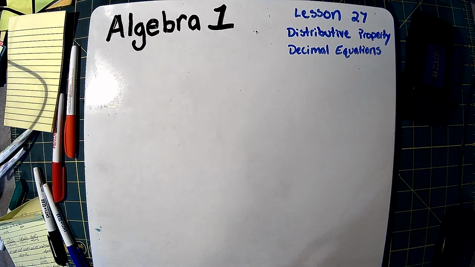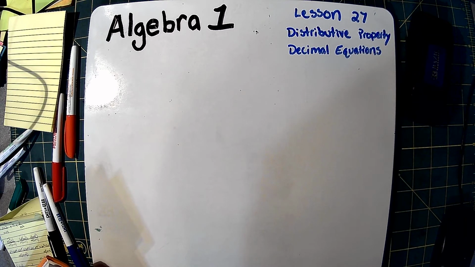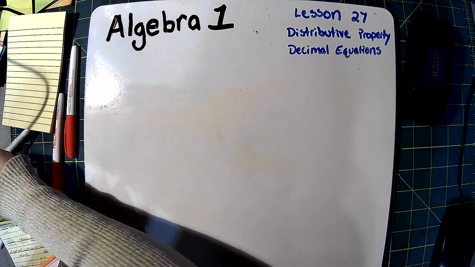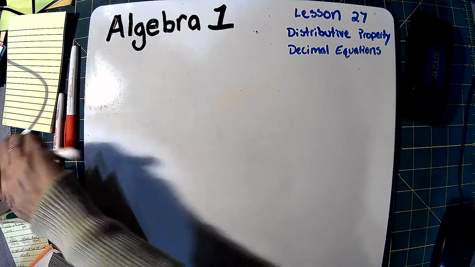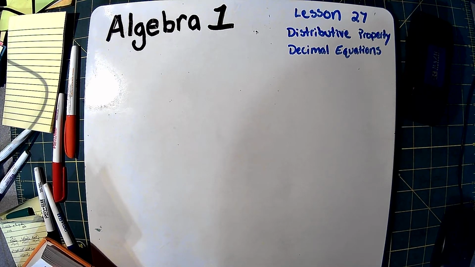Okay, this is Algebra 1, Lesson 27, and this one we're going to be talking more about the distributive property, and we're going to learn how to simplify decimal equations. Alright, so on our distributive property, we're going to start with, and remember, distributive property is just where we're rainbowing stuff out.